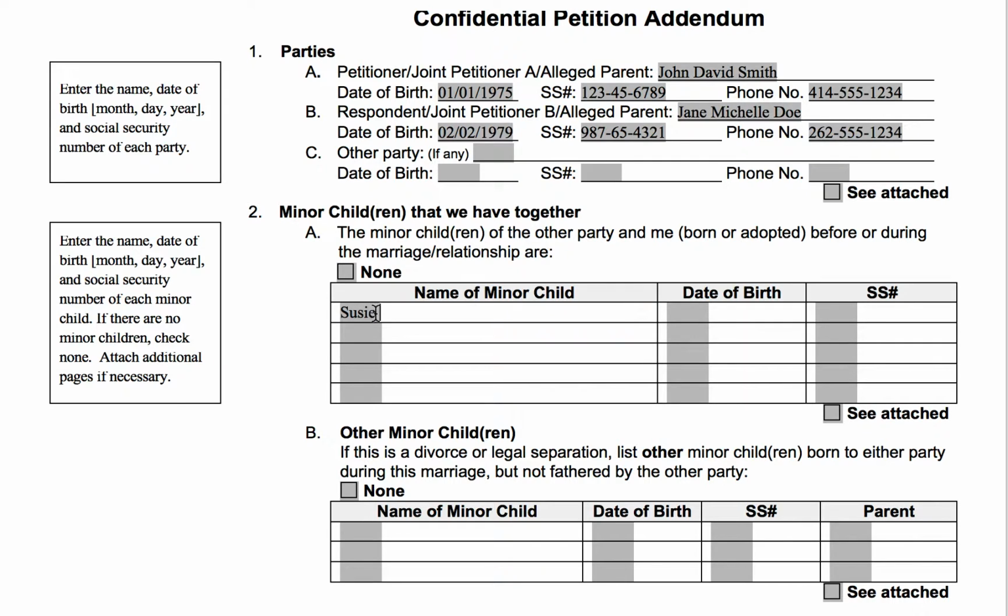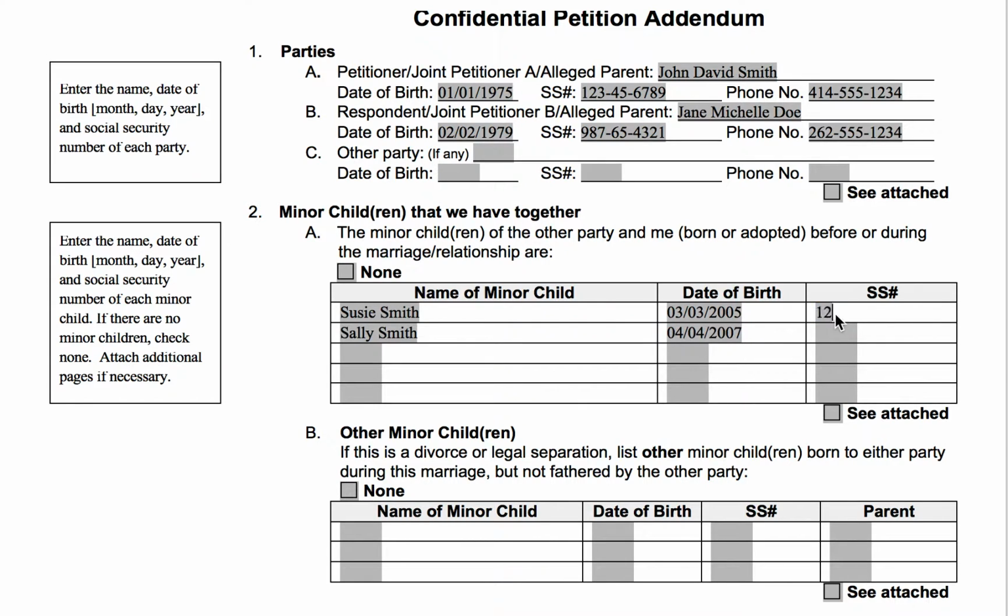And so we had Susie Smith, and we'll put in, again, her birthday as well. And I think it was 2005. And then you'll put any other children you have. So earlier on their petition, John and Jane listed 2 children. So we're going to go ahead and list both of those kids again. And then here, socials for the kids.